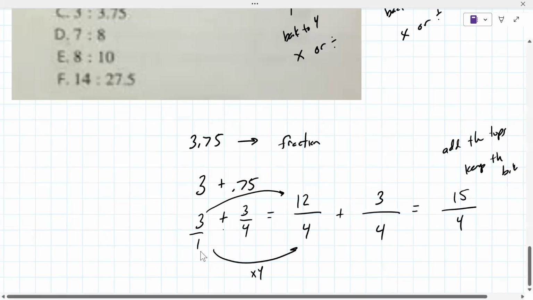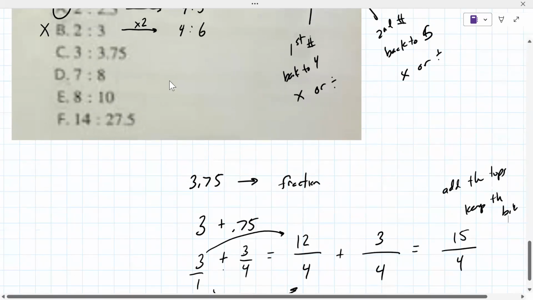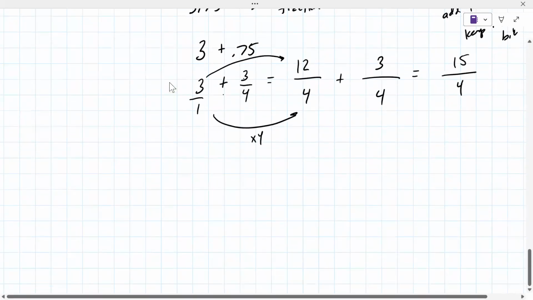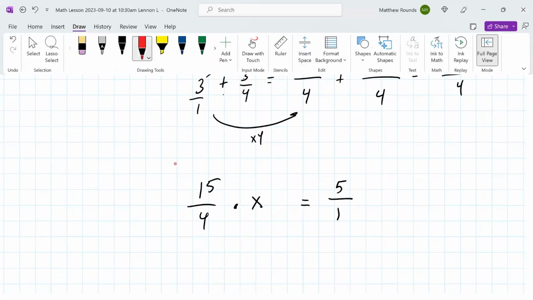Okay. So why are we doing this? Well, our goal, we're either trying to get the first number to 4 or the second number to 5. So I just chose arbitrarily to do the second number to get 15/4 to equal 5. Okay. We have to, and let's consider this to be an X. We're kind of doing this last week. You have to multiply by the reciprocal.